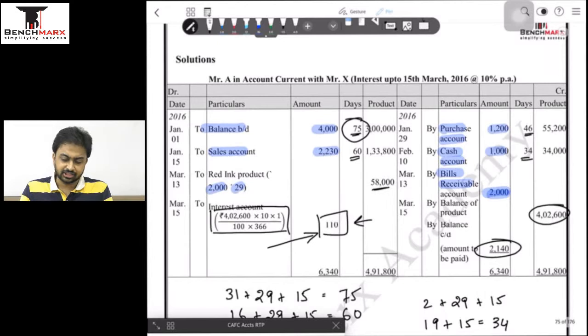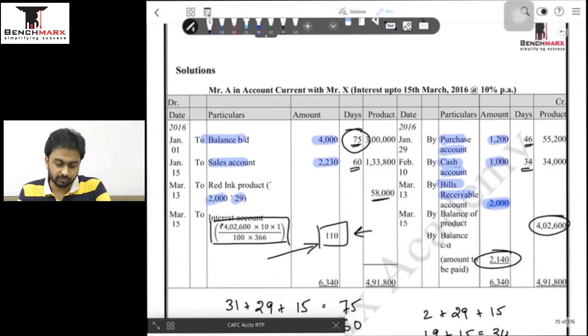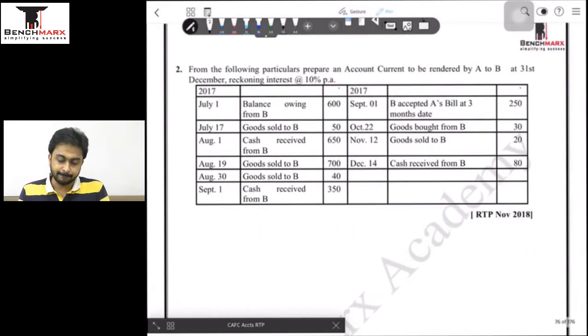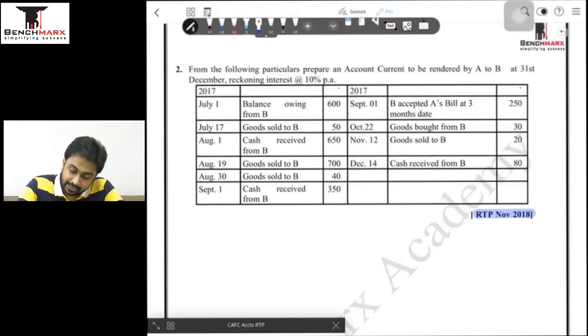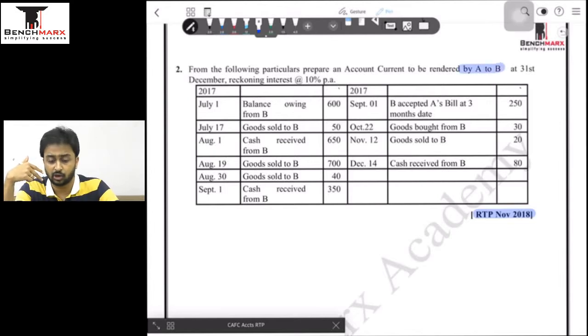So question 1 is done as far as accounts RTP is concerned for account current. We will now go to the next question, that is question number 2, and this question is from RTP of November 18. Let us quickly start. From the following particulars, prepare account current to be rendered by A to B. So if A is giving the account current to B, it is going to be books of A and we will maintain B account.